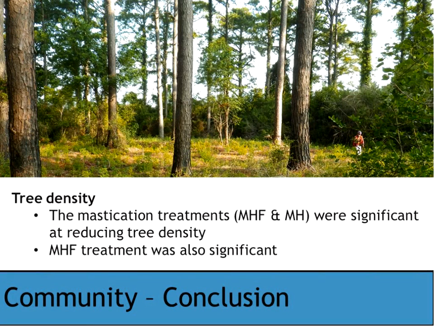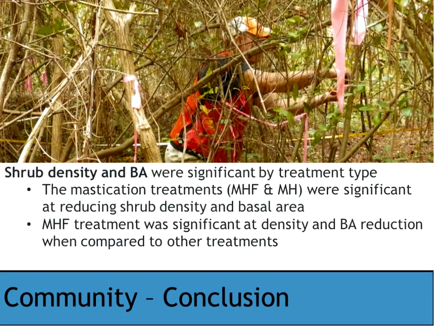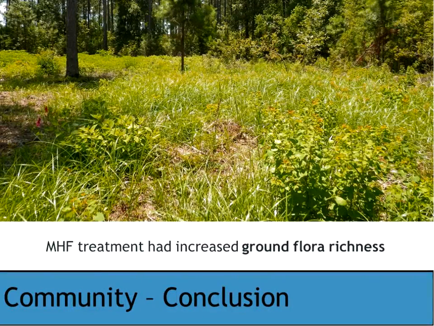Just to overview, mastication treatments were significant at reducing tree density, and the mastication, herbicide, and fire treatment was also significant. Once again, here's a picture of how drastic that can be. Hunter is over here on the right-hand side, and you can see that wall of green is where it was not masticated. And then inside our experimental unit, that's where it was masticated. Mastication treatments were significant at reducing shrub density and basal area, and again the mastication, herbicide, and fire treatment also reduced the density and basal area of our shrubs.